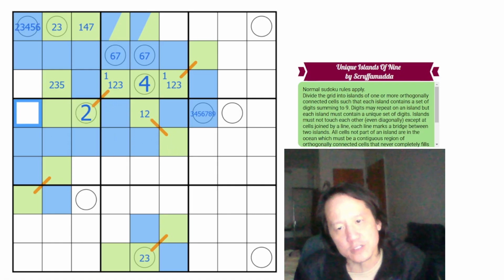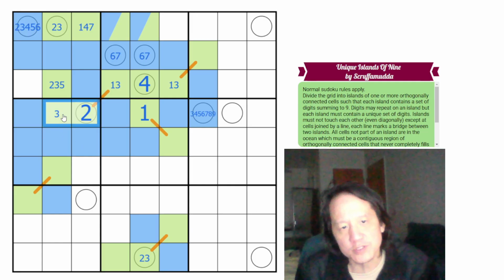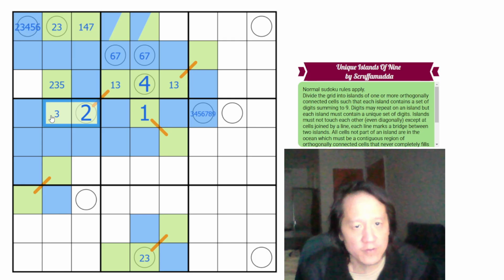It exceeds 2 digits. This cannot be an island, so therefore it's an ocean. This has to be 1, which means this has to add up to 8. So this has to be 1 and 3. And this is 1 and 3. This is at least 3, so this adds up to 5 at least.